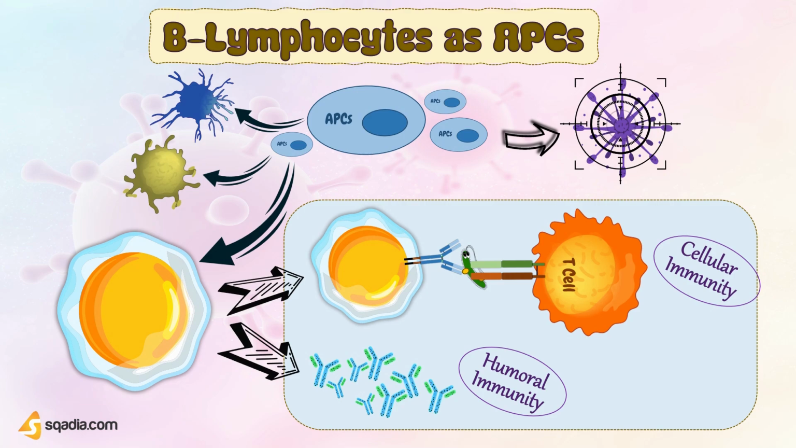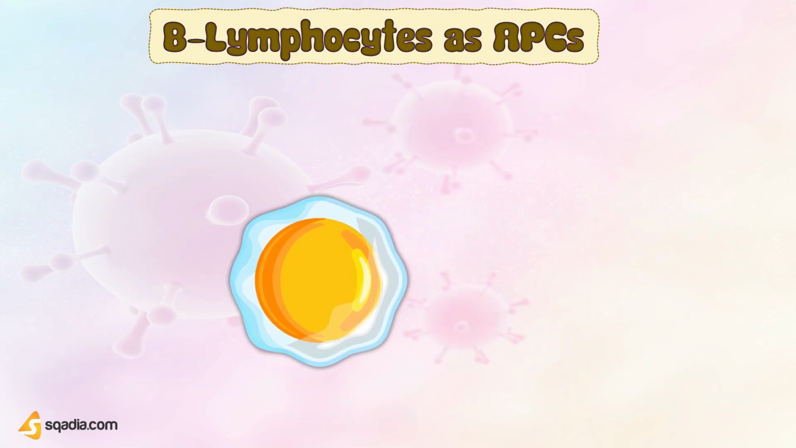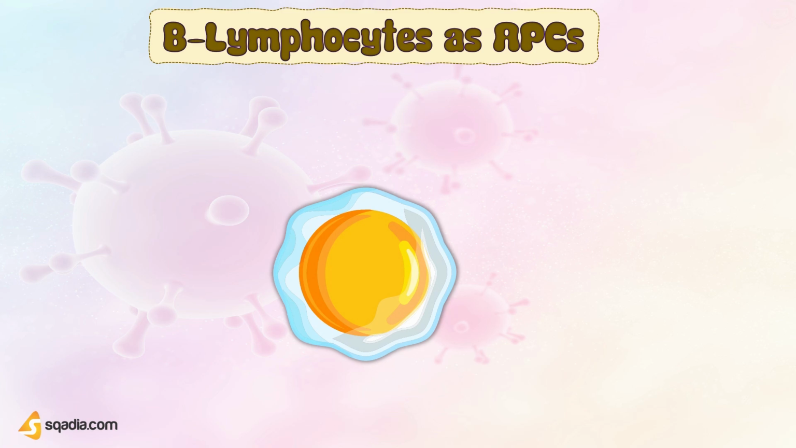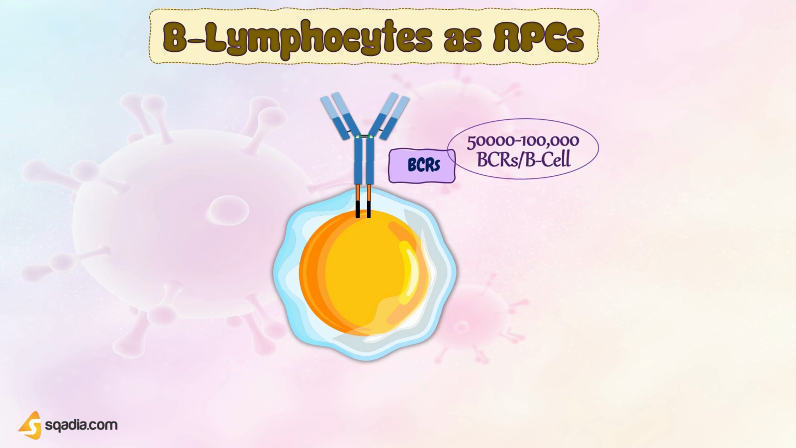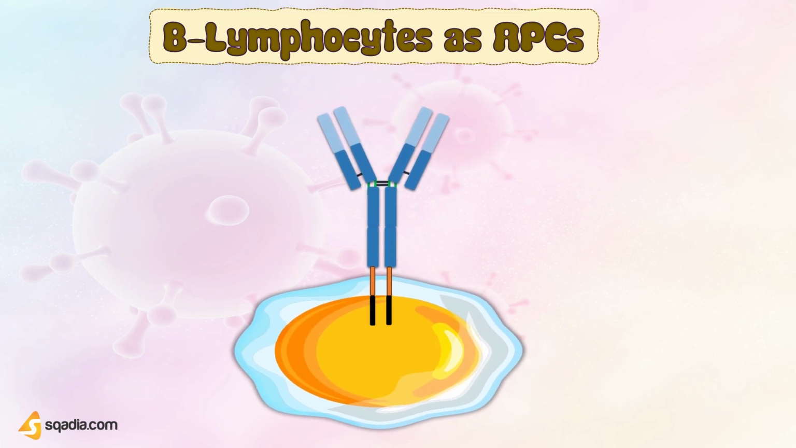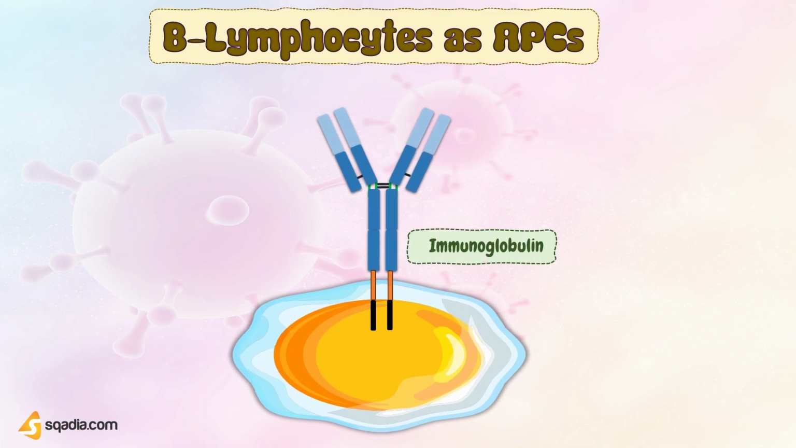For the efficient working of B cells as APCs, the most important component that helps them in recognition of antigen are the specialized receptors on their surface that are called B cell receptors. It is estimated that a single B cell can have around 50,000 to 100,000 BCRs. The BCR is actually a membrane-bound antibody molecule, also known as immunoglobulin or Ig, that is structurally diverse due to genetic recombination during B-cell development. That enables them to recognize a wide range of antigens.